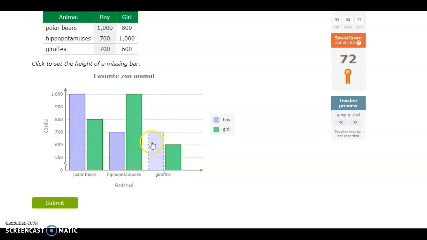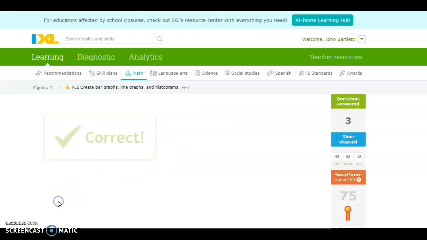I'm then going to look at giraffes. Giraffes also has the girl bar there for us. So it just wants you to make the graph for the boy. So I'm going to go up to my giraffes. Boys also were 700. And then submit my answer.